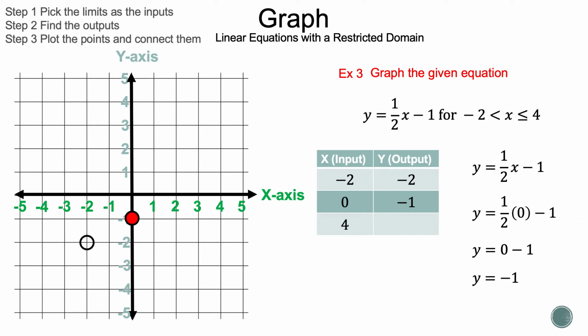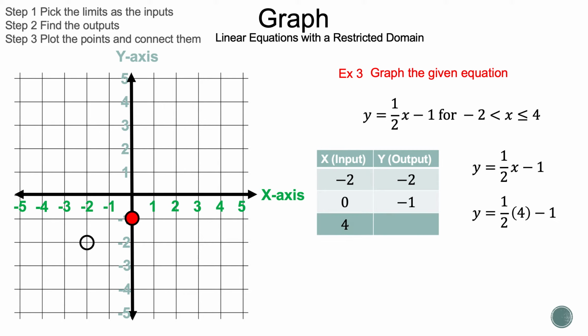As you can see, our point is filled in because once again, our input value of 0 is in between the 2 restricted values or the 2 limits that we have for our equation. Now let's take a look at the last input value for this equation, which is 4.